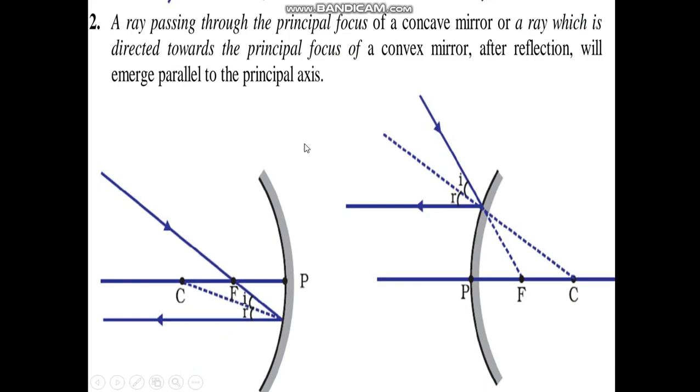Second rule is the opposite of that. See, concave mirror, convex mirror. Here, this is the incident ray and the incident ray is passing through the focus. Incident ray when passed through the focus, the reflected ray will be parallel to the principal axis. Here also, the incident ray is passing through the focus, so it will reflect parallel to the principal axis. So this is the second rule.